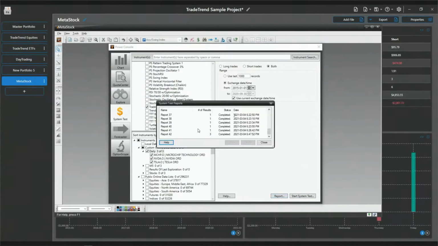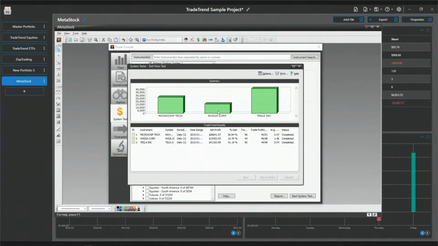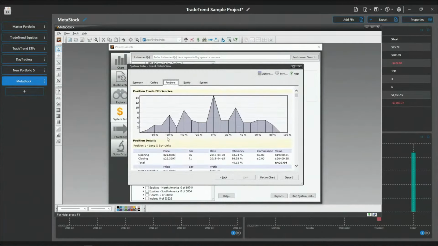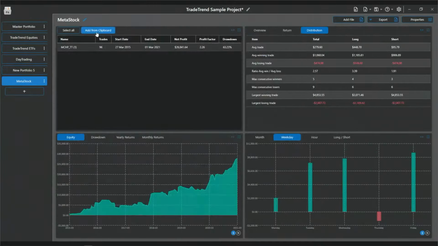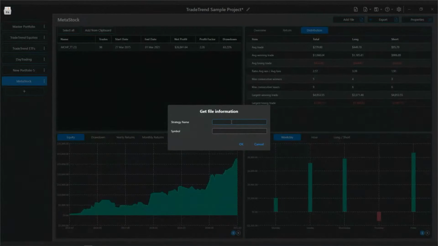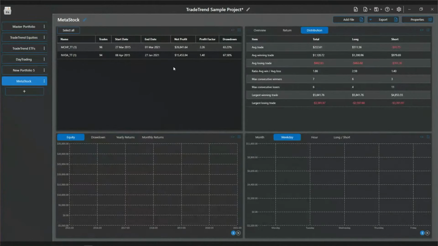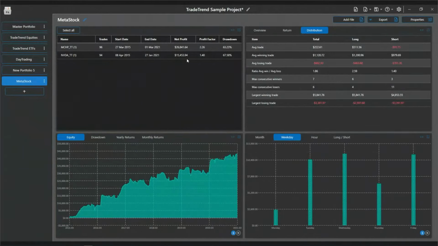So back to my report. All right, view, and now we'll use NVIDIA here. Okay, again, to positions, we select everything, back to the Portfolio Architect, Add from Clipboard. Now it's going to work. TradeTrend applied to NVIDIA, click OK. And now you can see that the new statistics have been imported properly from NVIDIA.